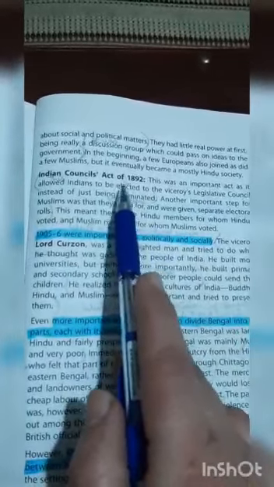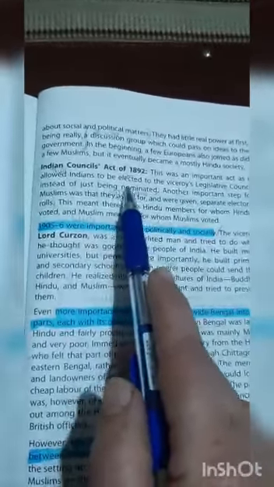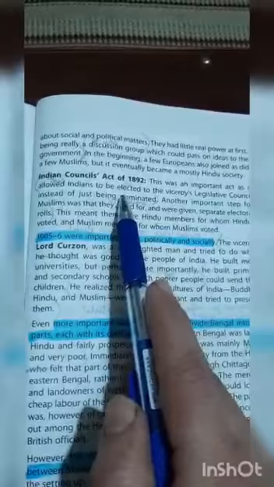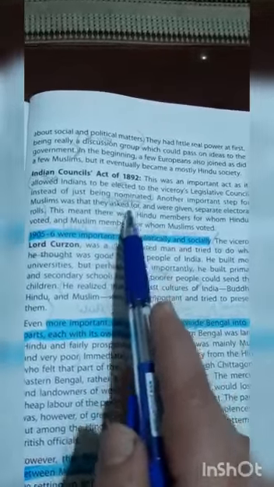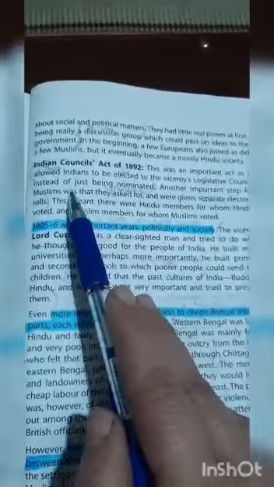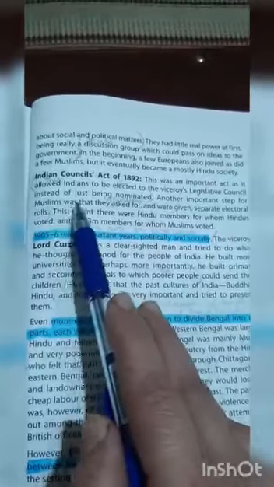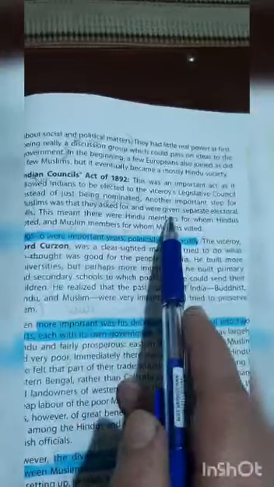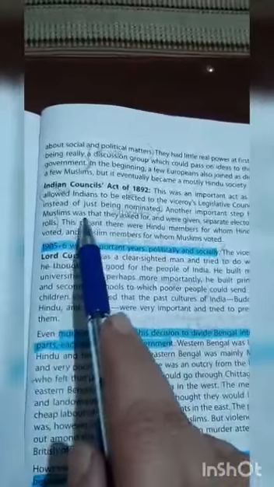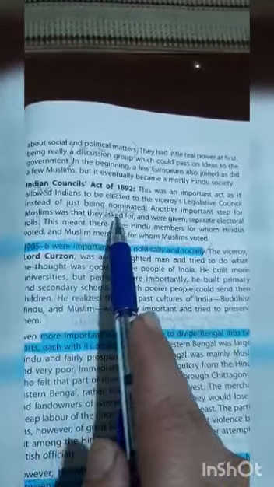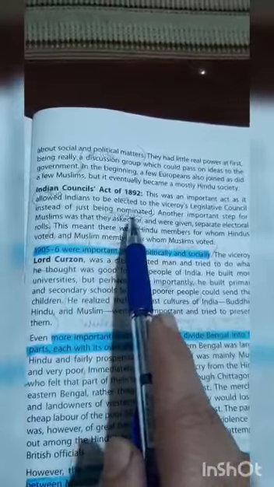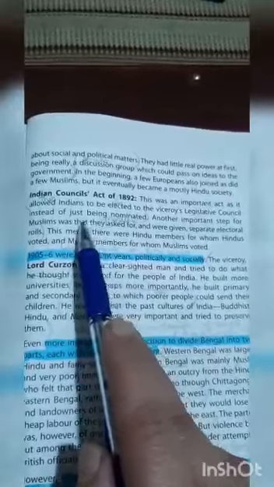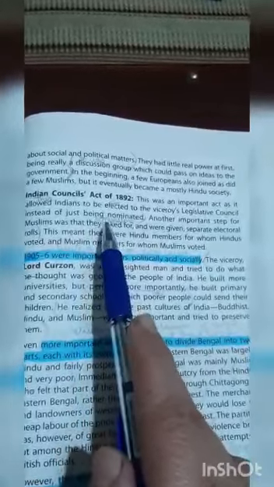So this is a more advanced situation, and here you can say this is paving the road to independence. Now here is one more important point. The second important point is, Muslims asked for and were given separate electoral rules. It means Muslims were also given separate electoral rolls, because they demanded it and it was approved by the British.